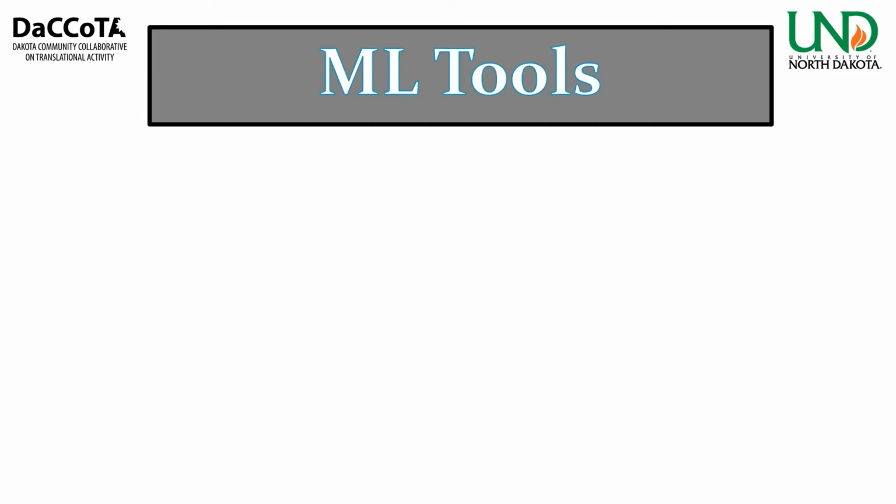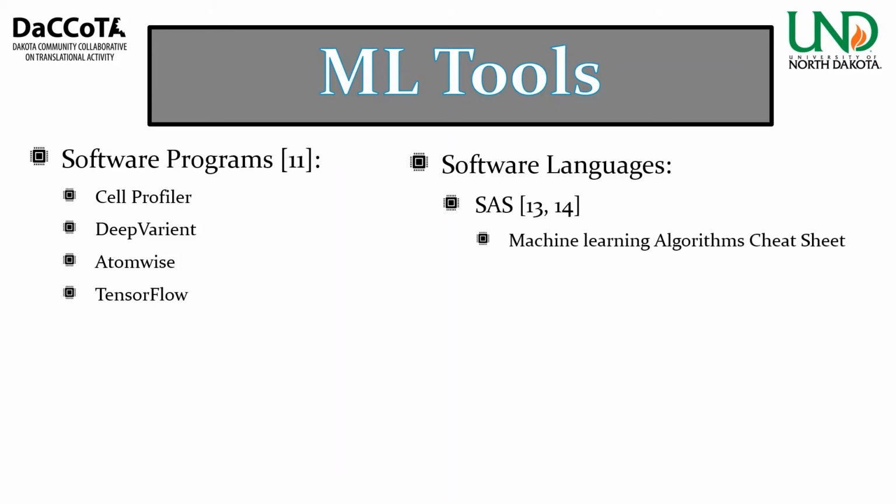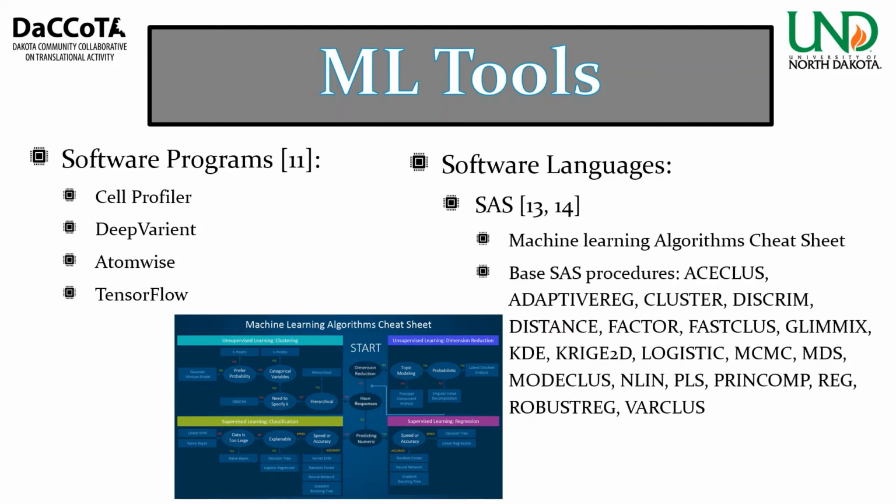So all those applications are great, but how do you actually do machine learning? Well, with machines, aka software. So there's certainly software programs for specific applications like CellProfiler, DeepVariant, Atomwise, TensorFlow, or you can work in your favorite statistical software language. So SAS, if you want to do that, it can get real fancy with machine learning. Here's a cheat sheet, for example. But you can also do a bunch in base SAS. So here is a whole host of procedures that can deal with machine learning.